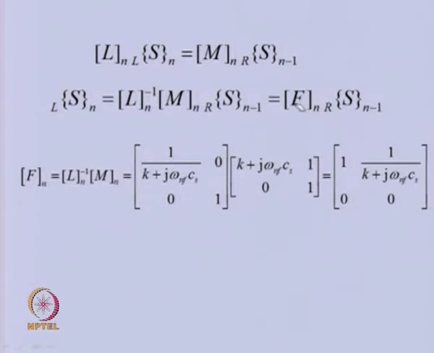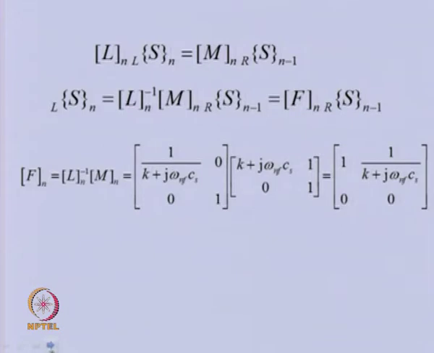So, you can see the field matrix is relating the state vector left of the nth disk and the state vector right of the n minus 1 disk. Now, it has a similar form, the only thing is that f is complex. So, you can see that if we neglect the damping, it has exactly the same form as we had in the without damping case.